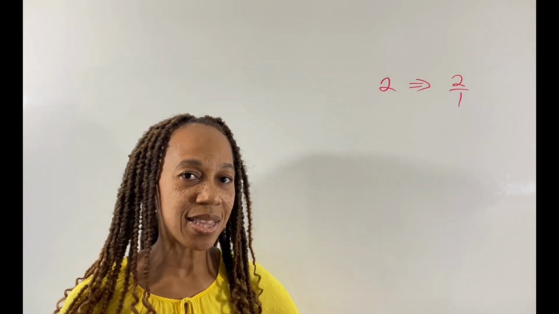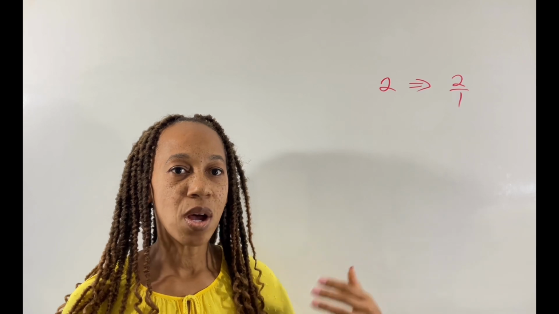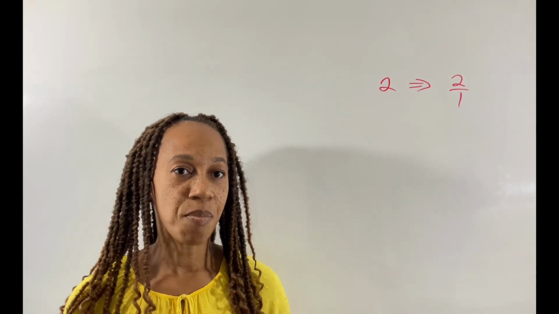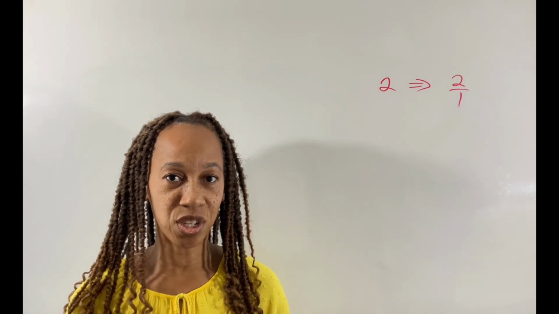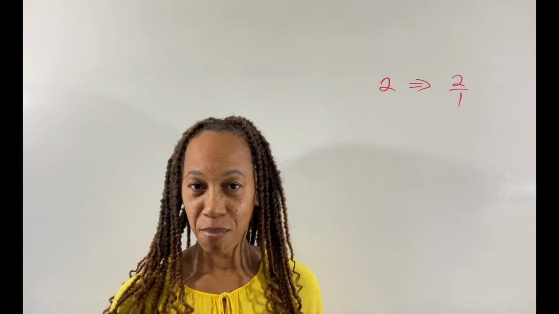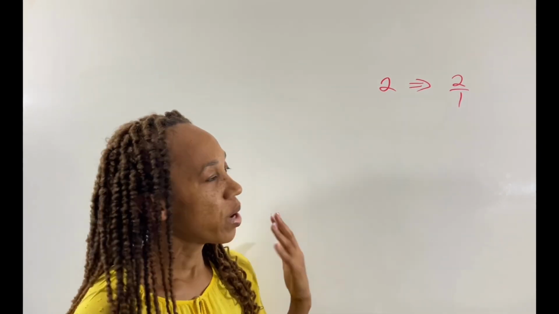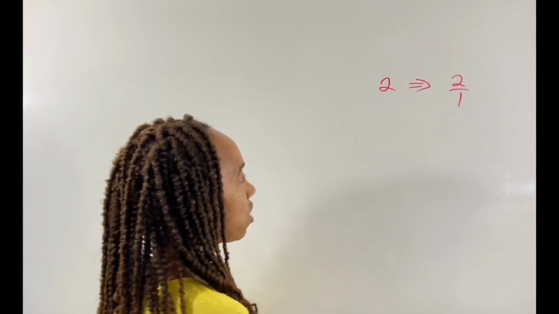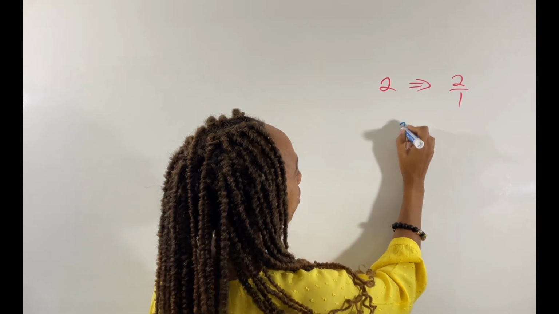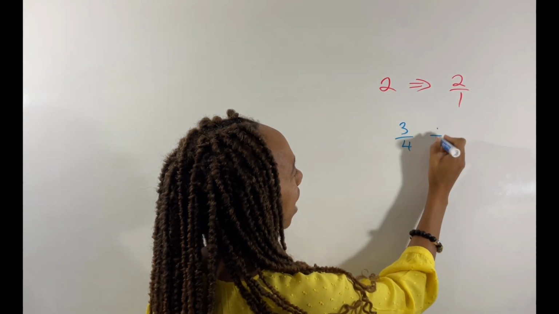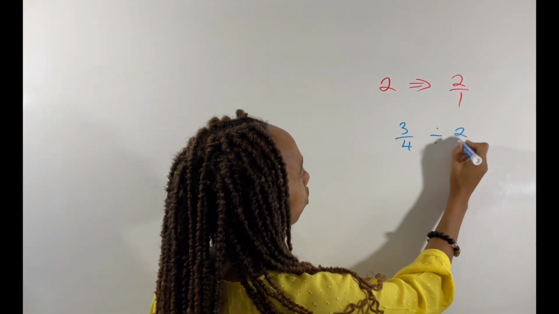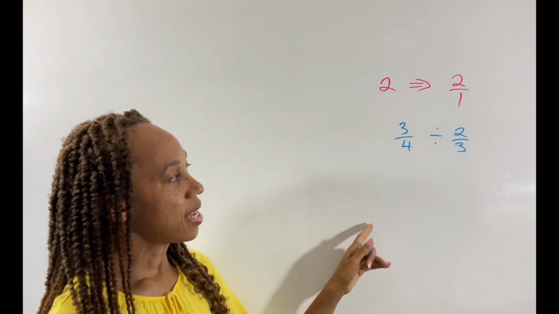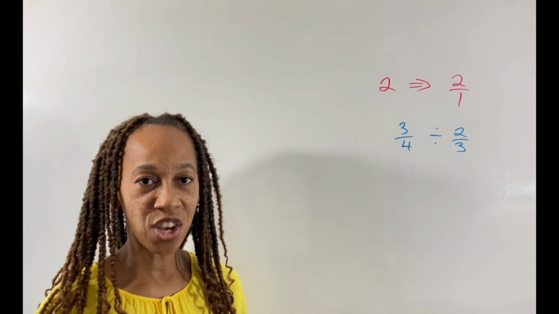Now we can take this concept of dividing rational numbers into the concept of dividing rational expressions. If you go back into your memory box, when you were taught how to divide rational numbers, you might notice that you were given a number, say 3/4, and you had to divide it by 2/3. We are going to use the same concept here, which is to keep, change, and flip.